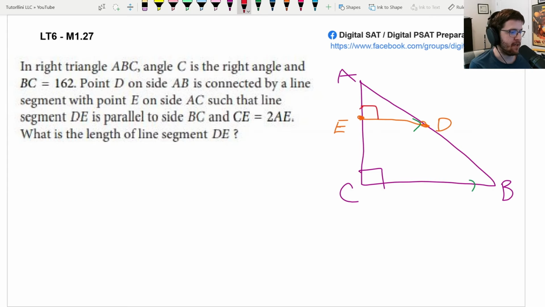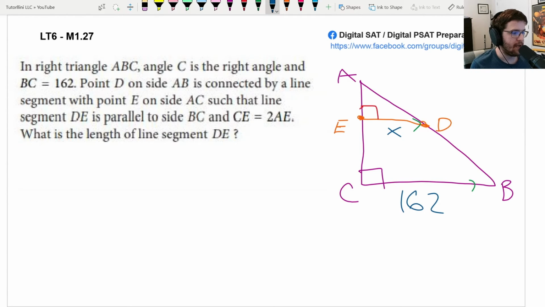So it was easier for me to come up with it. Great. Okay, so now it says side BC and CE is equal to 2 times AE. What is the length of line segment DE? Oh, they also tell us BC. I missed that. BC is 162. Let's put that. And we want to find the length of line segment DE, which is X.